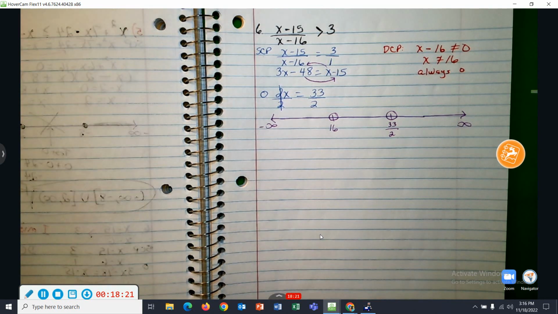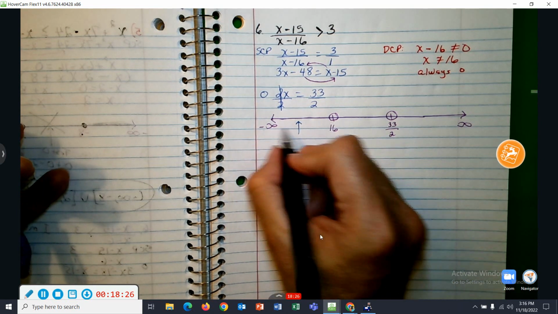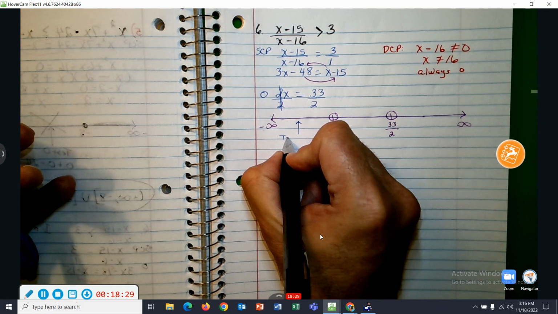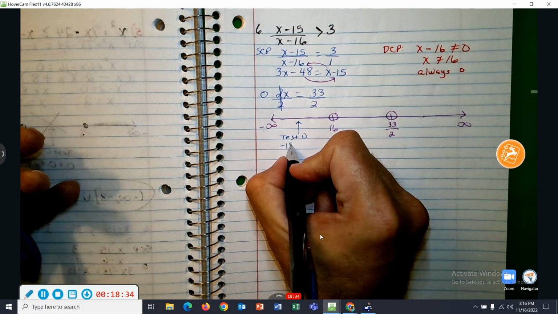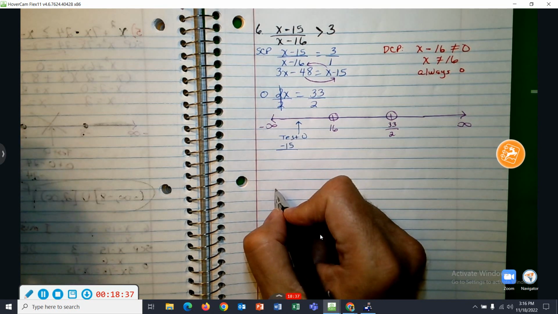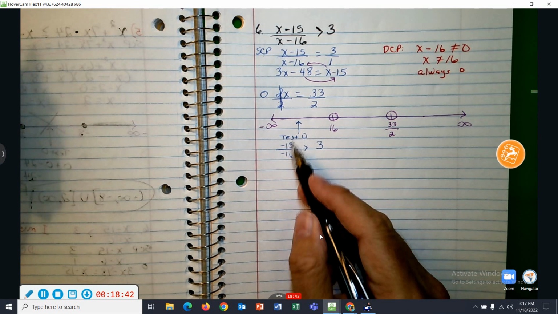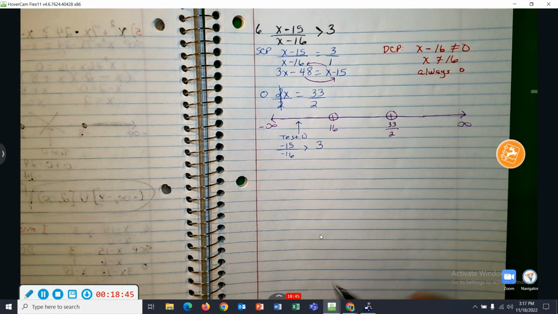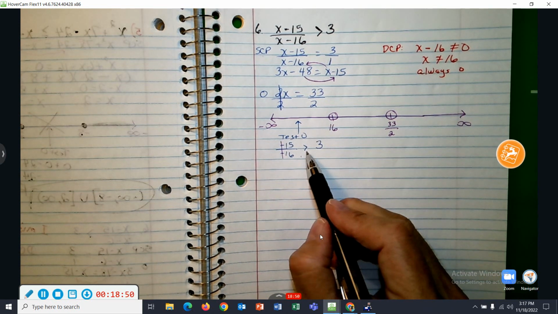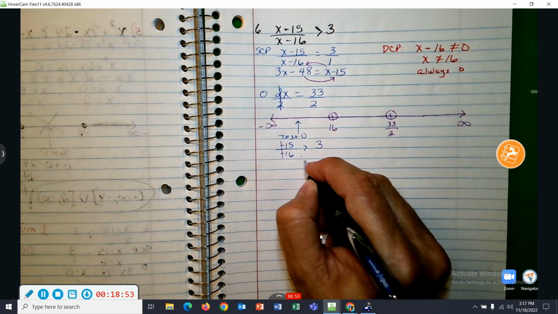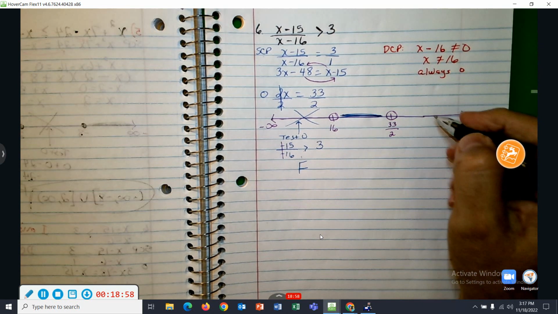Testing 0. 0 always lies between a negative and a positive. So 0 minus 15 over 0 minus 16. Well, negative 15 over negative 16 would be a positive 15 over 16. That fraction is certainly not bigger than 3. False. True. False.